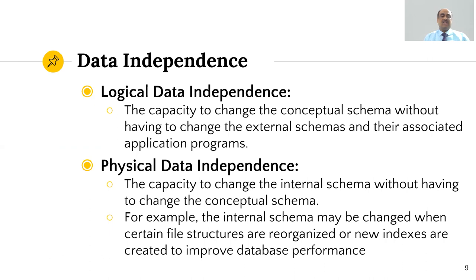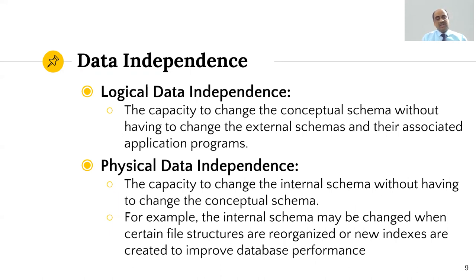What do you mean by physical data independence? Physical data independence indicates that you can change the internal schema without changing the conceptual schema. For example, you are changing the file structure from one method of representing the information to another method, and that will not affect the programs. For example, the file structure is reorganized or new indexes are created to improve the database performance instead of the old one. So changing the memory, the file structure, or the indexes, without changing the logical schema, is called physical data independence.